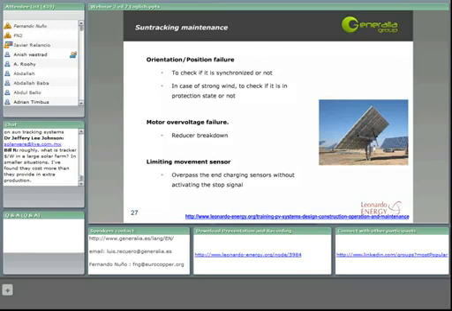Other issues to be detected are the overvoltage and the limiting movement sensor. The limiting movement sensor is a sensor that avoids our sun tracker to overpass a position where the sun will not be detected.